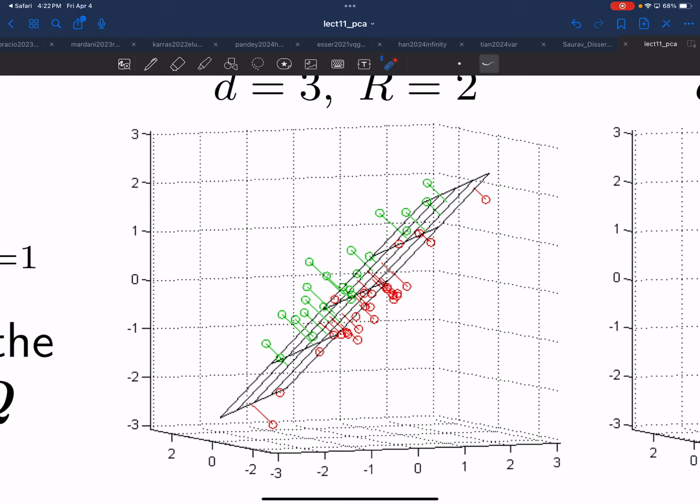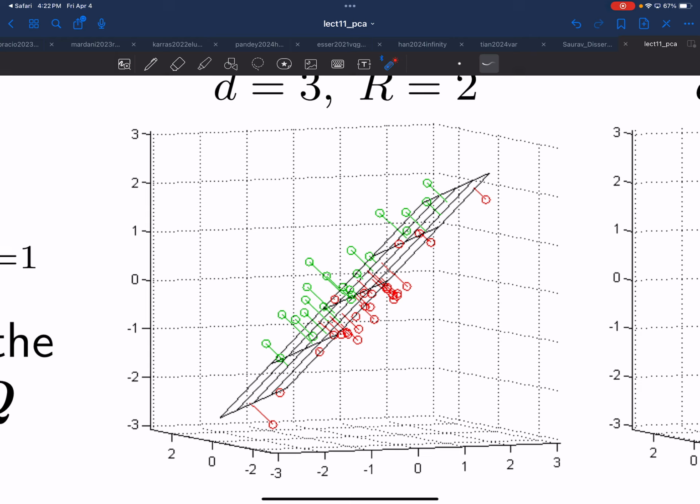But this is the original data. This would be the PCA approximation, the stuff that's exactly in the plane. And so the error in the approximation would be those lengths, and we want to minimize the sum squared error. So we want to tilt this plane around so that this sum squared error is minimized.